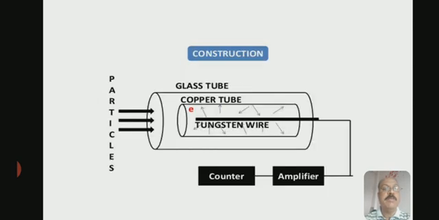This is the construction of the GM counter. First, a glass tube is there. In that, a copper tube must be situated with a tungsten wire, and the particles must pass through the gas tube. Then that tube must be connected to an amplifier and a counter for counting.